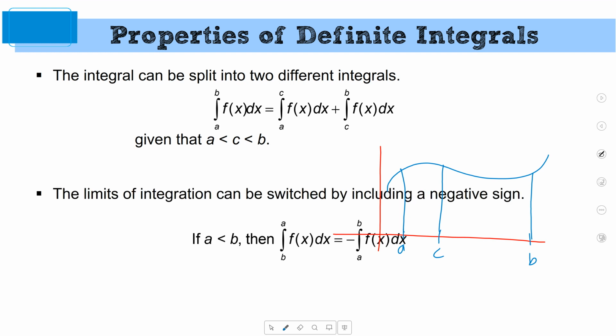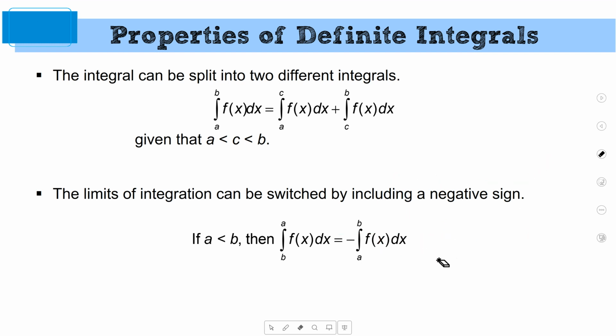This one is pretty important. When you're setting up a definite integral, the bottom number, the lower limit, should always be smaller than the upper limit. If it's not, you can flip them. Flipping them is fine as long as you put a minus sign in front of it.